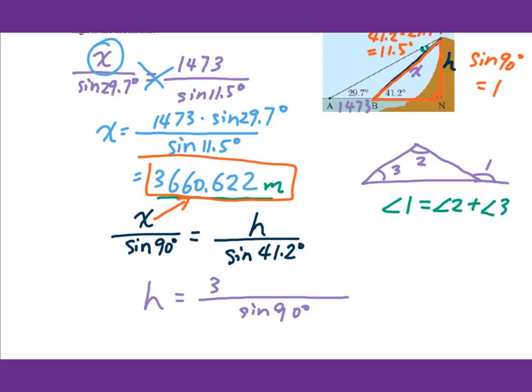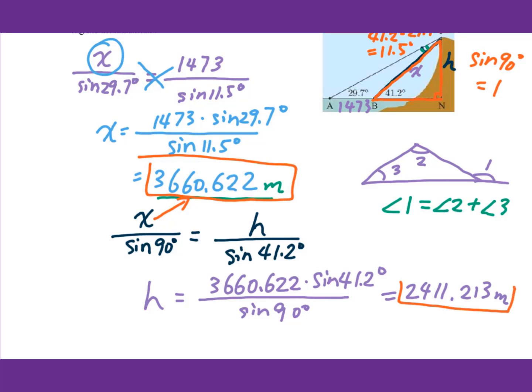Then 3660.622 times sine 41.2 degrees. Put into calculator, you will get 2,411.213 meters. That's the height of the mountain.